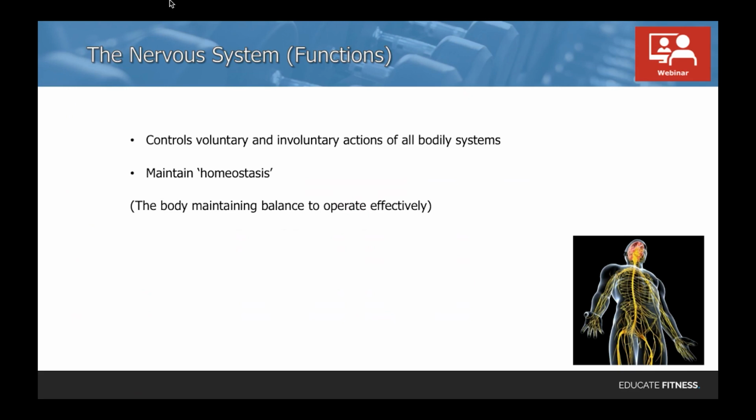The nervous system, I'd just like to add here, will also help maintain homeostasis by working closely with the endocrine system, which we talked about last week, the hormonal system. The hormonal system is also very important in bringing homeostasis and a nice condition, a balanced condition inside the body.